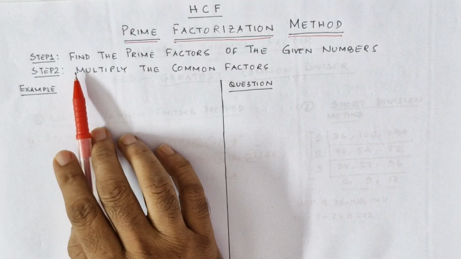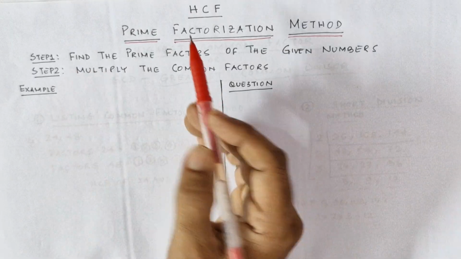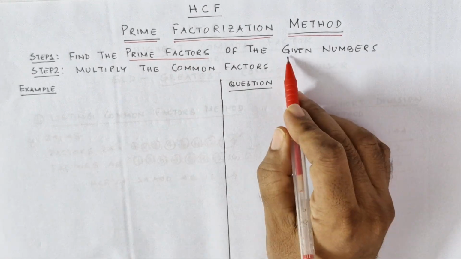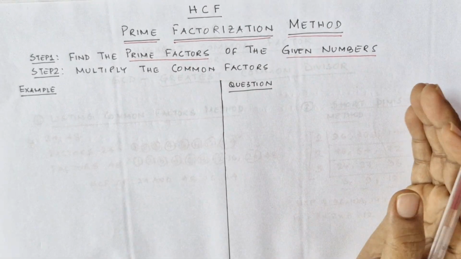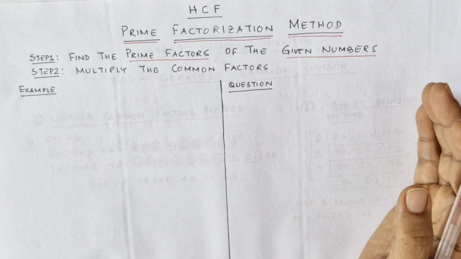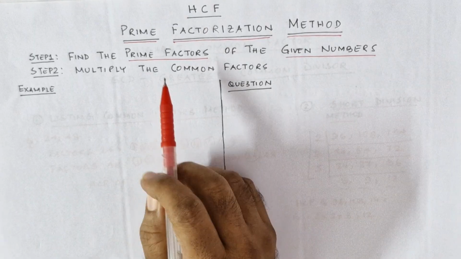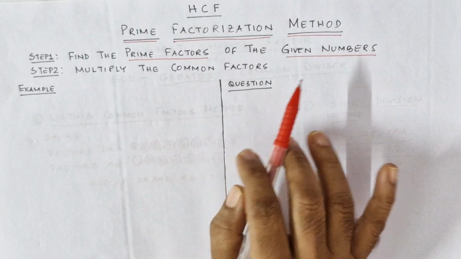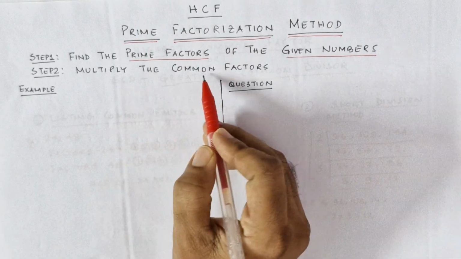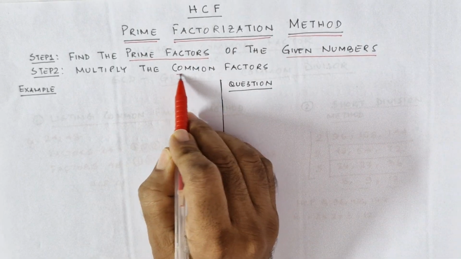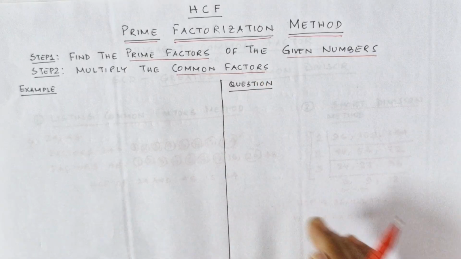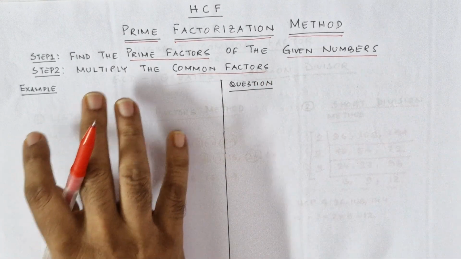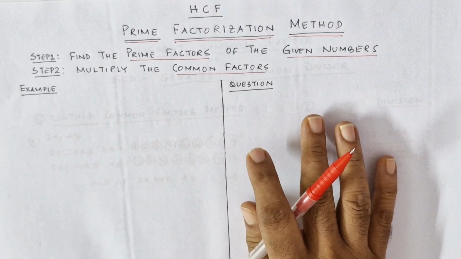So what is the step one? We need to find out the prime factors of the given numbers. You might be given 2 numbers, 3 numbers or 4 numbers. Whatever they are, we need to find the prime factors of each and every number. Then we need to multiply the common factors. So how to do that? We'll take an example and then we'll apply the steps in a given question.